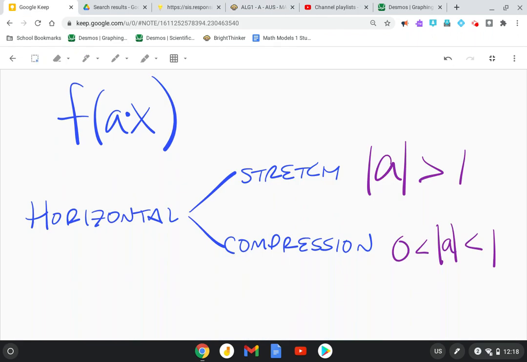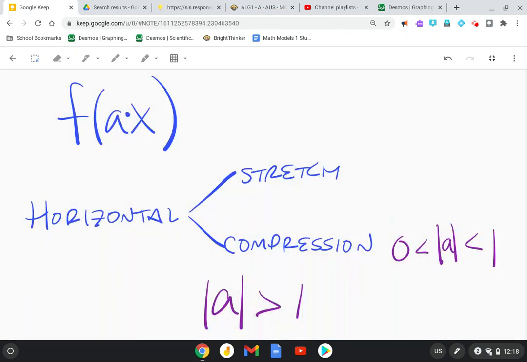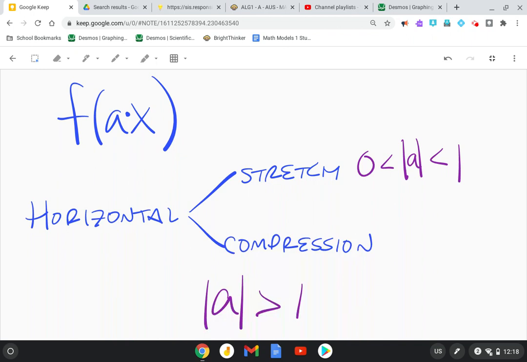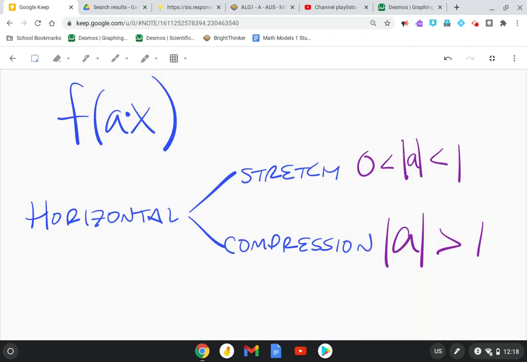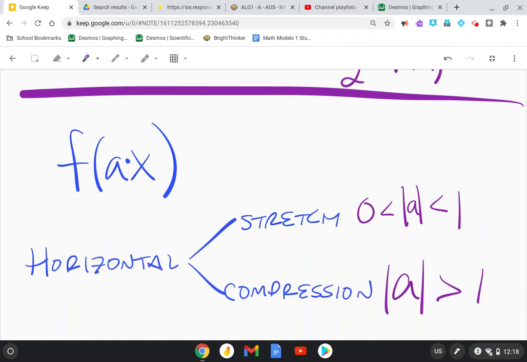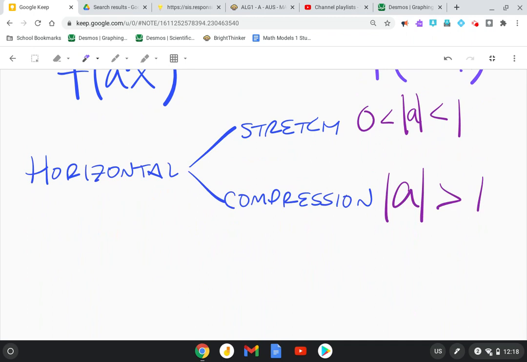And I've got those switched. It's pretty typical. So a stretch is going to be when A is between 0 and 1, and a compression is going to be when A is greater than 1. So again, this would be, for example, f of 0.25x versus f of 5x.